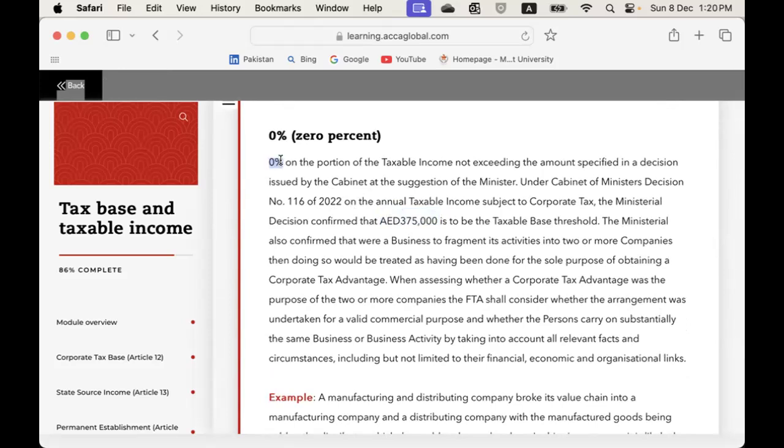Is it wise to call it exempt, or is it zero rated? The first slab of 375,000. It's zero rated, not exempt.